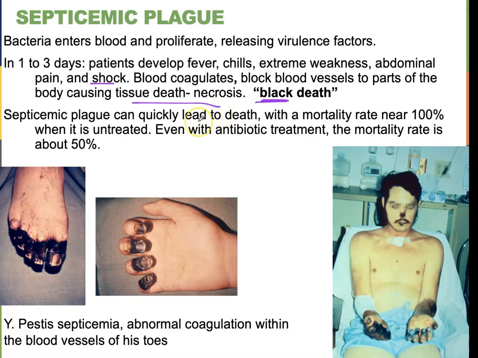And the septicemic plague is very quick. So a few days, and then you die. Even with antibiotic treatment, mortality rate is about 50%. So it's a very, very severe illness. More commonly than not, it's the extremities that turn black, toes and fingers. You can see this patient here also with septicemic plague.